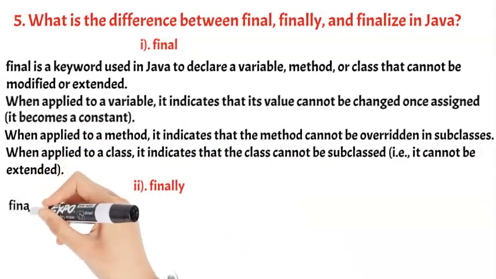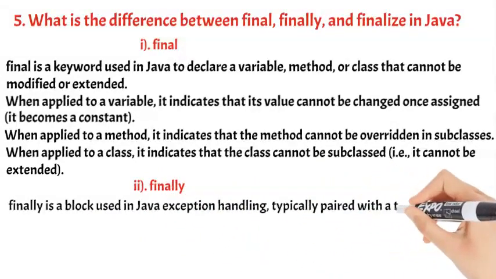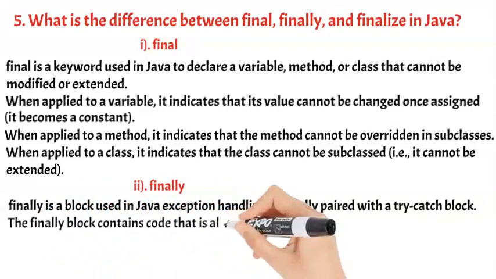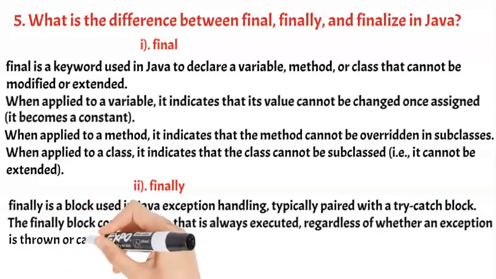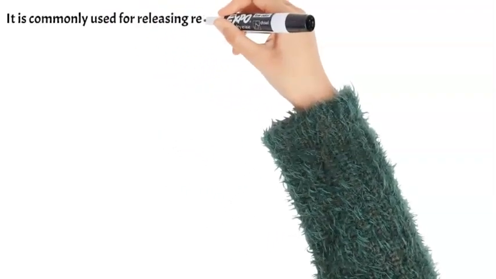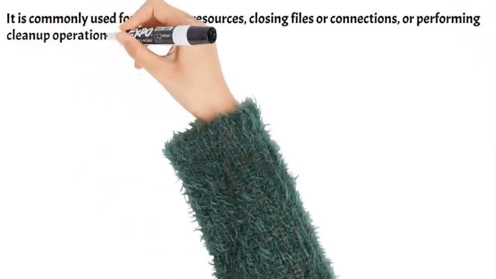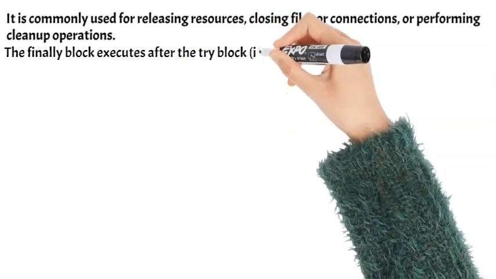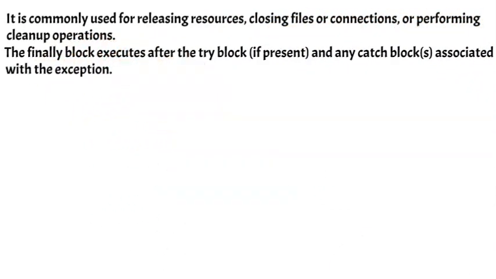2. Finally. Finally is a block used in Java exception handling, typically paired with a try-catch block. The finally block contains code that is always executed, regardless of whether an exception is thrown or caught. It is commonly used for releasing resources, closing files or connections, or performing cleanup operations. The finally block executes after the try block if present and any catch blocks associated with the exception.